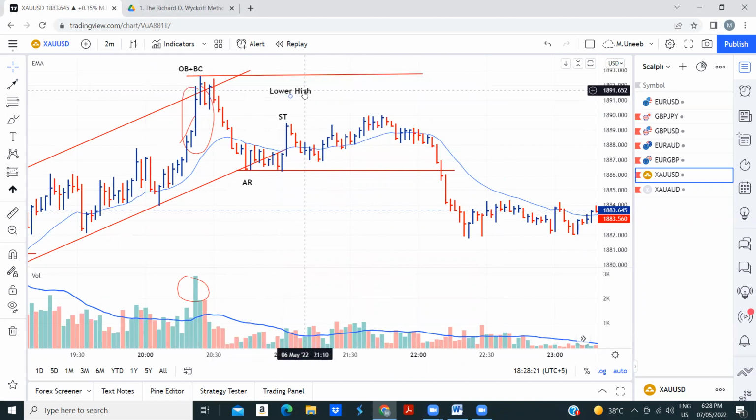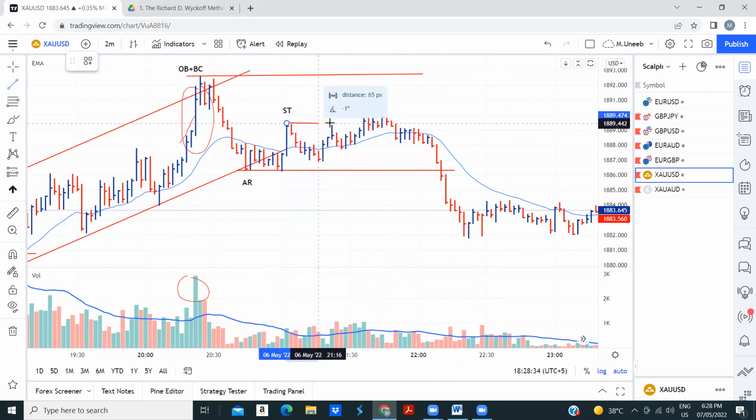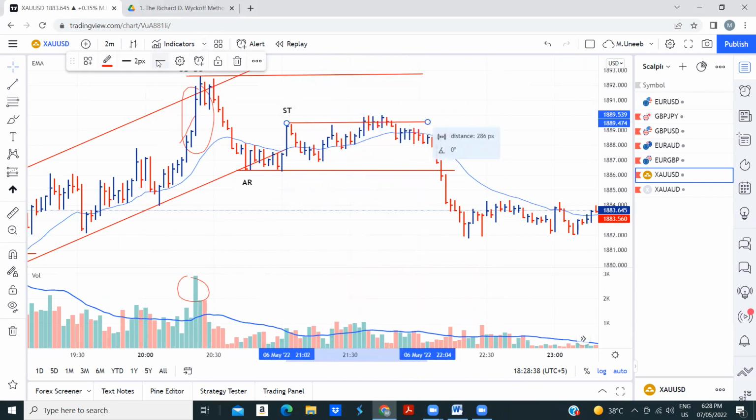Sometimes secondary test will occur in the middle, sometimes it will occur over here. Got it? So don't get confused. Now after secondary test, because this line is not touched, the secondary test occurs here. So we will draw another line from here to here, and let's mark this line with a dashed line.